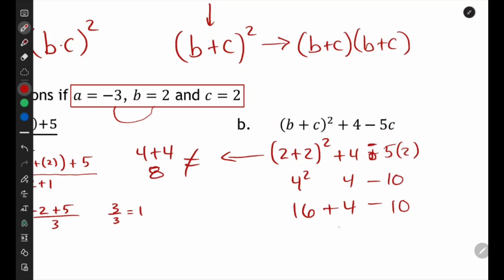So what I'm looking at, I believe, is 20, 16, 17, 18, 19, 20, minus 10, which is, I believe, just 10. So for part B, the answer was 10. That's the value of that expression: the quantity b plus c squared plus 4 minus 5c. That's the value of that expression when a is negative 3, b is 2, and c is 2.